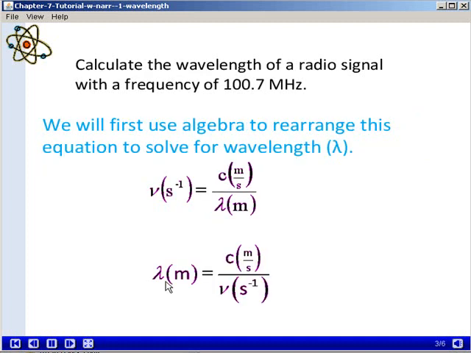First, we'll use some basic algebra to rearrange that equation in order to solve for the wavelength. And when we do that, we find that wavelength in meters is equal to c divided by nu, speed of light divided by the frequency.